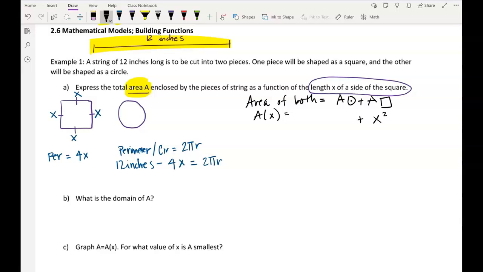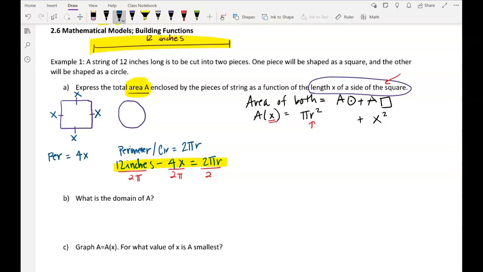The area of a circle is pi r squared, but it does not want r in it. Remember, we want it only in terms of x, and x means one side of the square. So we have to get rid of this r and use only the variable x. Well, I do have an equation with x and r over here. So what we're going to do is solve for r, okay? We're going to solve for r by dividing each and every term by 2 pi.